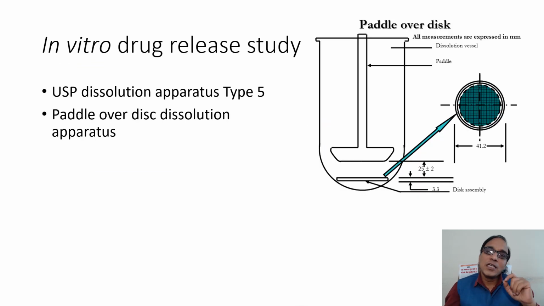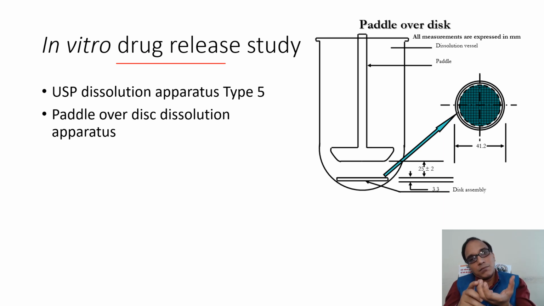Now, in vitro drug release study. As we have studied in the BCS lecture about the dissolution apparatus, there were 7 types of dissolution apparatus of USP, and type 5 apparatus, if you remember, is paddle over disc. This is used for in vitro drug release study of the transdermal films.